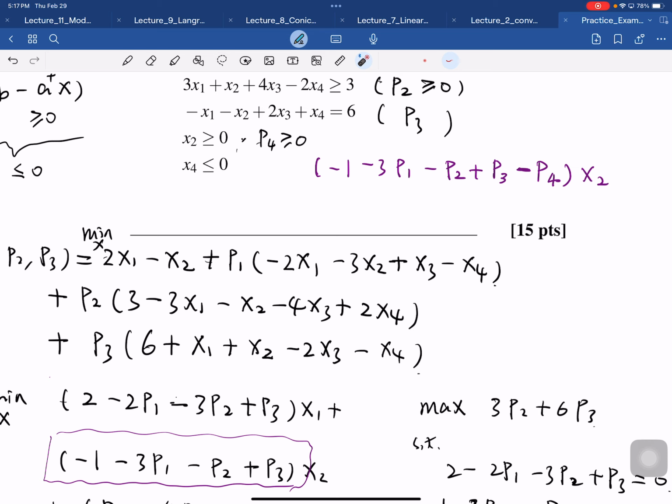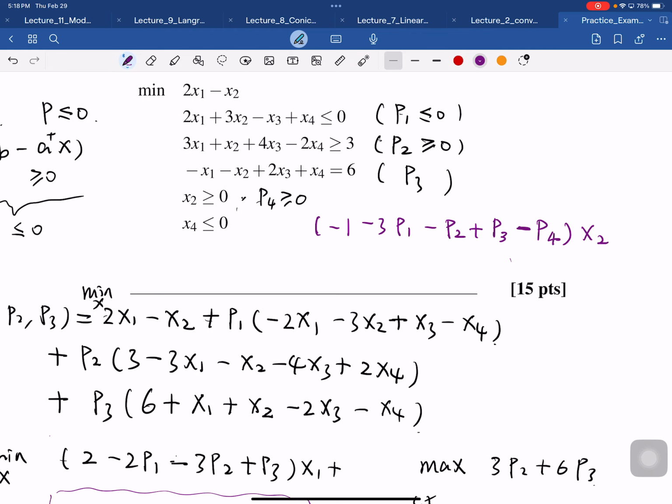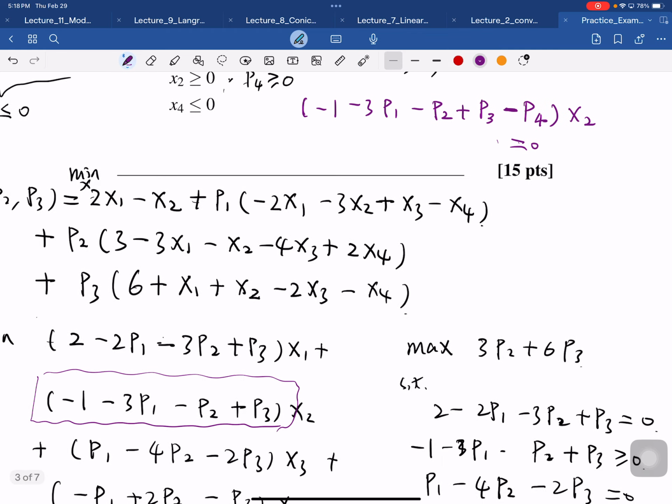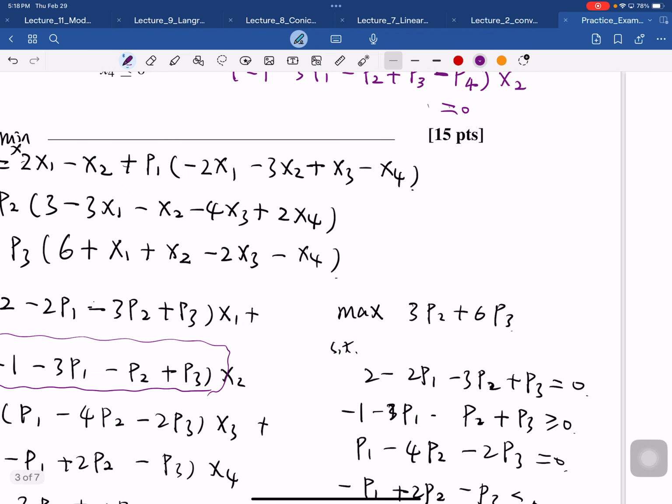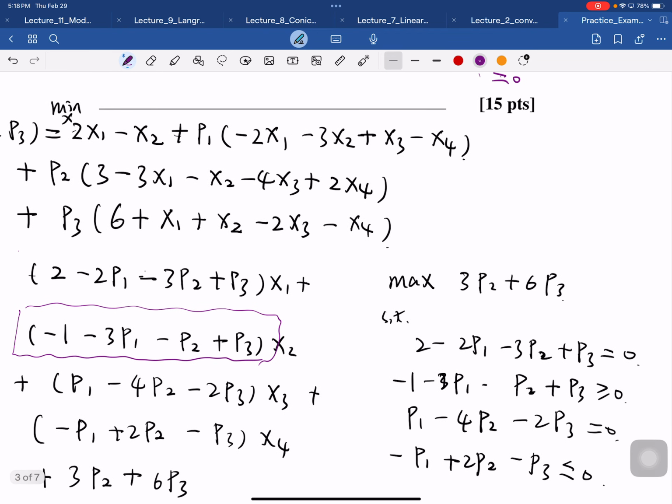And then when you are deriving the Lagrangian dual, you no longer need to force x2 to be greater than or equal to 0, right? Because you have already dualized x2 greater than or equal to 0 by bringing it to the objective. So now x2 is unconstrained. When x2 is unconstrained, then in the dual, you need to set this coefficient to 0 instead of greater than or equal to 0.